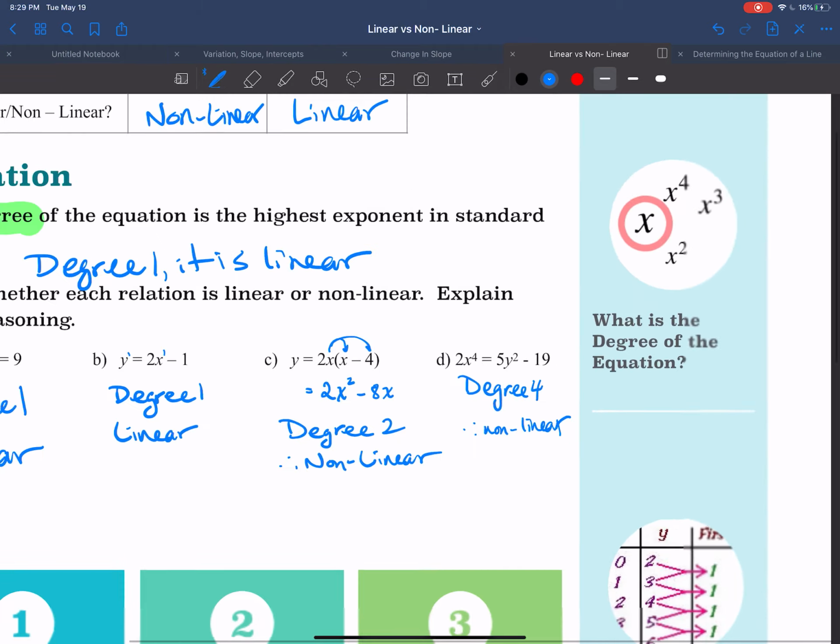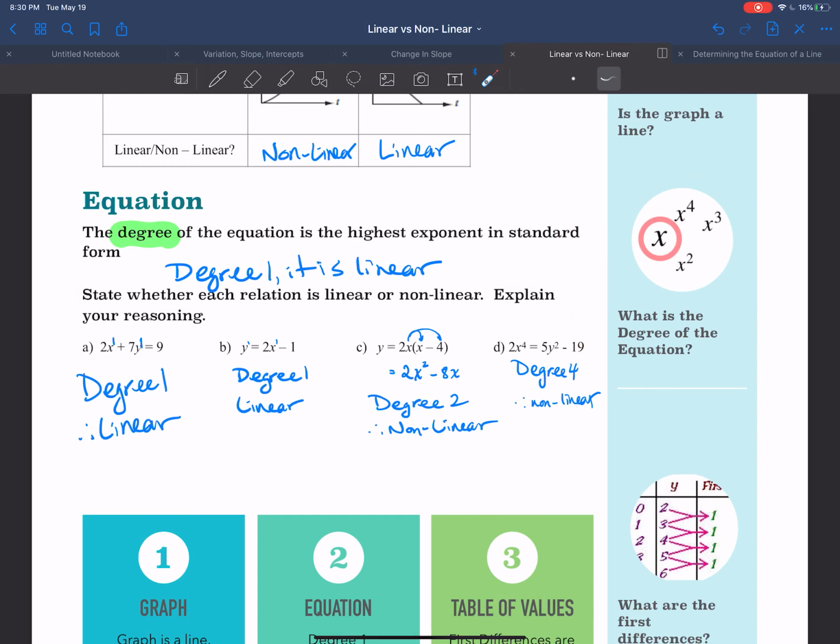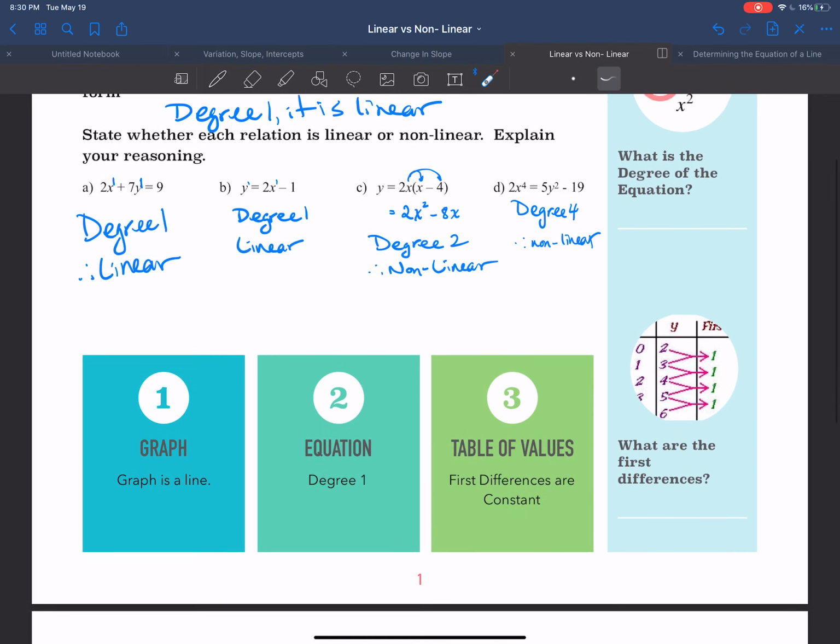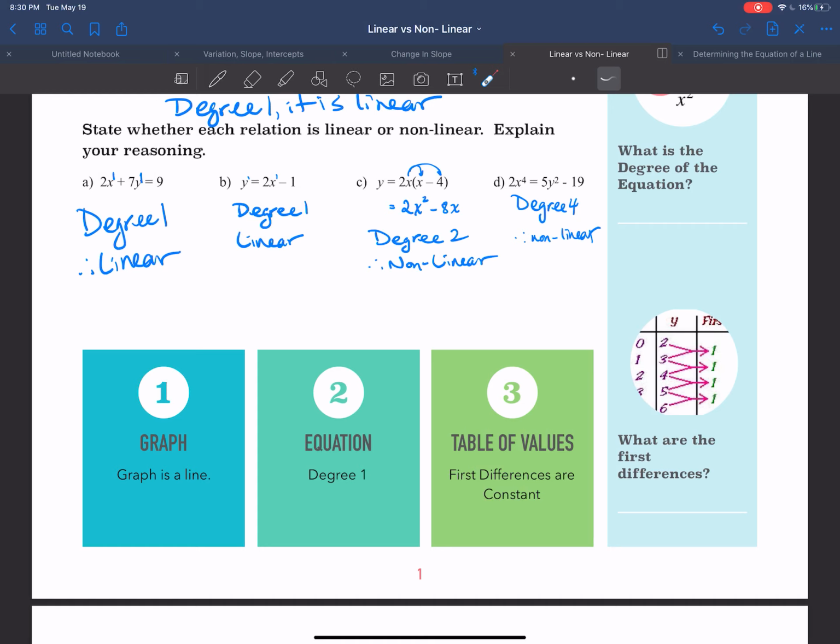Okay, so degree 1, linear. So if you look here, what's the degree of the equation? If you see x, you don't see x squared or x cubed or x to the power 4 or anything else, that means it's linear. So far we've covered the graph and an equation. So graph, it's a line, equation, degree 1.